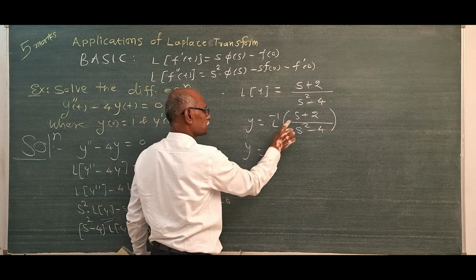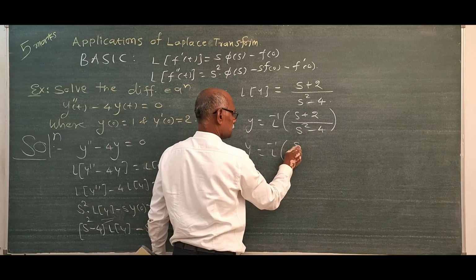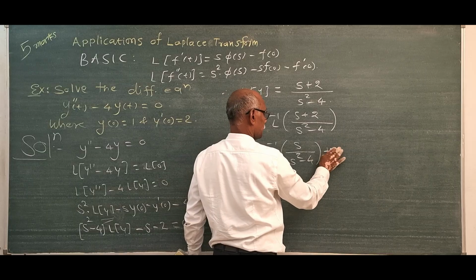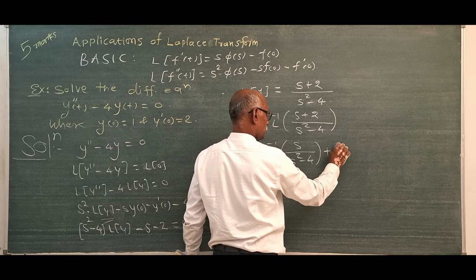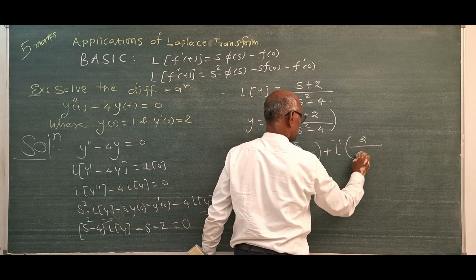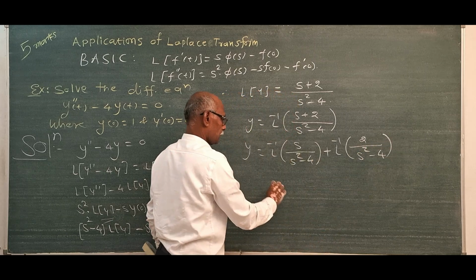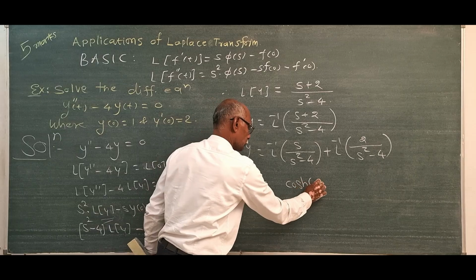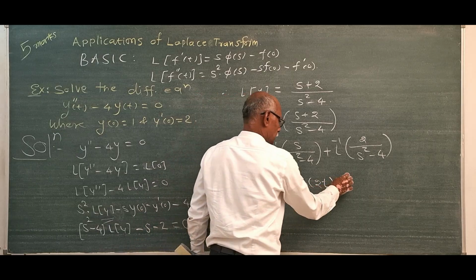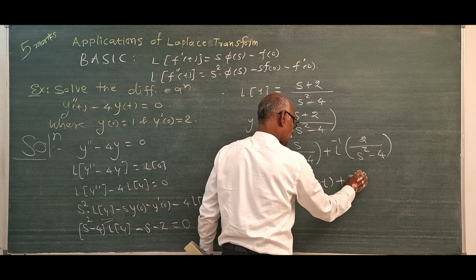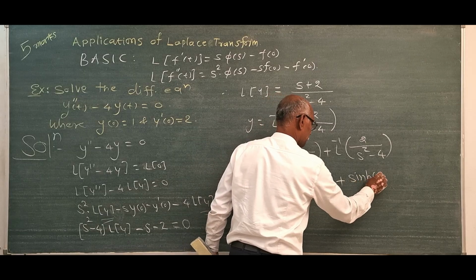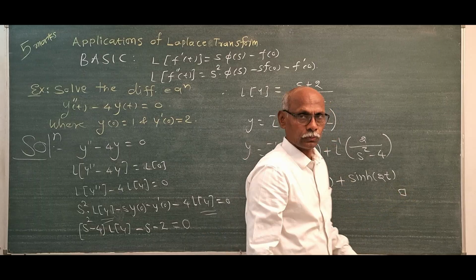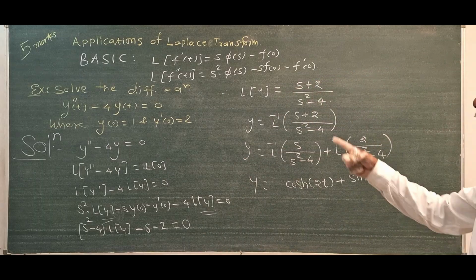Which we write in standard form. So y is s over s square minus 4, and then we can take out this 2 and write inside the bracket plus 2 divided by s square minus 4. So y is equal to, this is the standard formula for cos 2t, plus this is the standard formula for sin 2t, and this is the answer. So you have this answer for the differential equation.